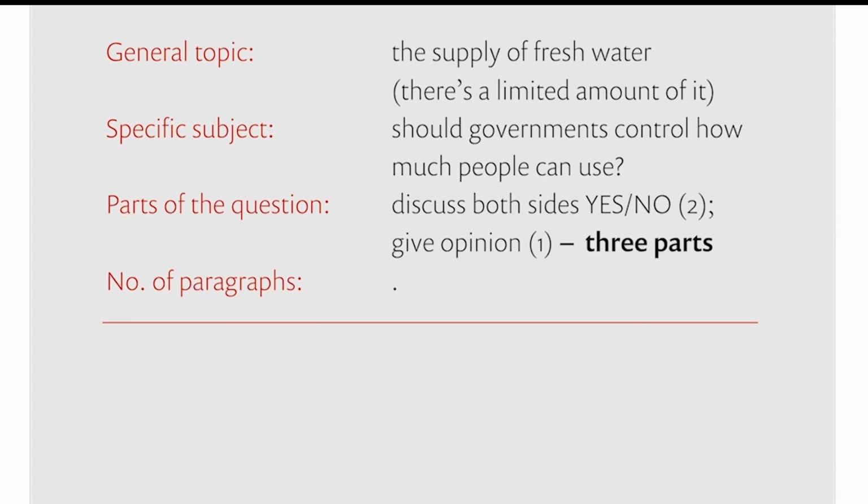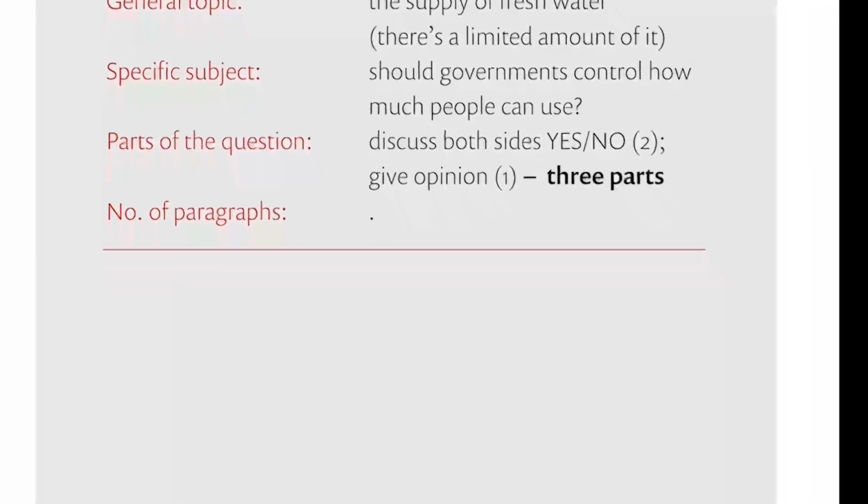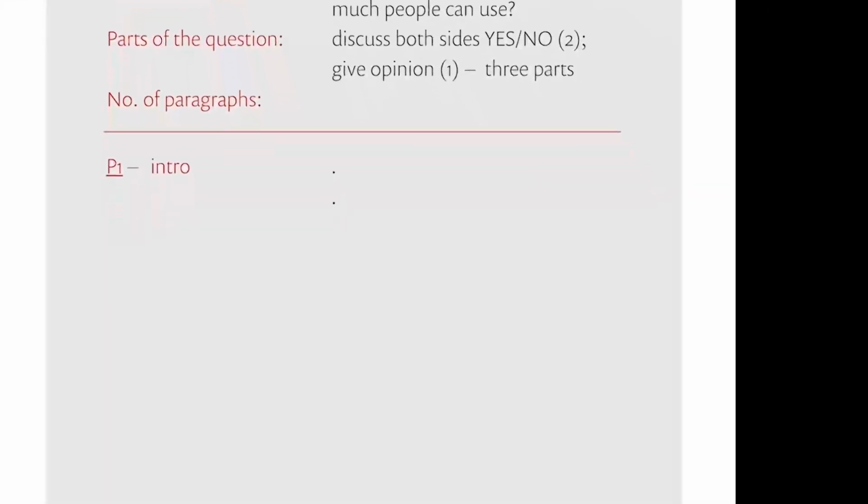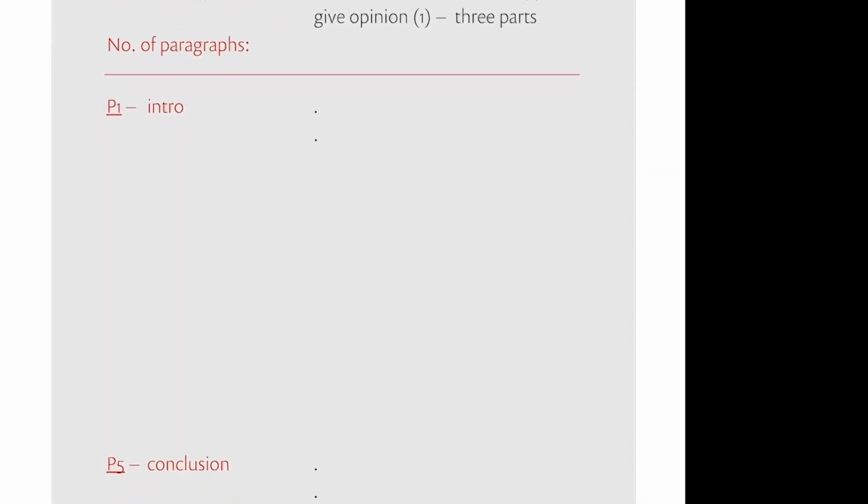Knowing how many parts of the question there are automatically decides for us how many paragraphs we need. Because we need to write a logical, well-organized essay, we must open with an introduction and close with a conclusion. These are essentials. Between these two, the examiner expects 1 body paragraph for each part of the question. So we need to add 3 of them. 1 for the yes argument, 1 for the no argument, and 1 for our opinion. In total, then, to answer this question, we will use 5 paragraphs. That's the basics. This sets our framework.